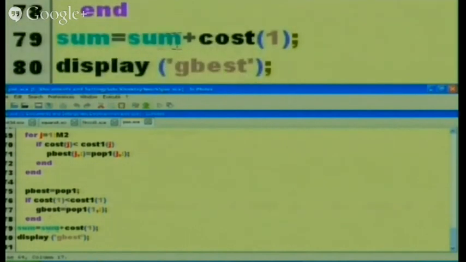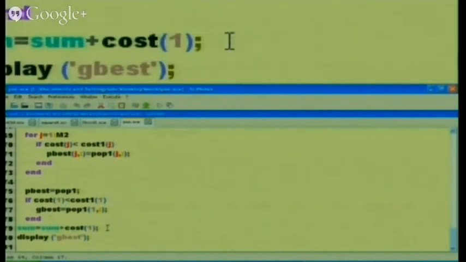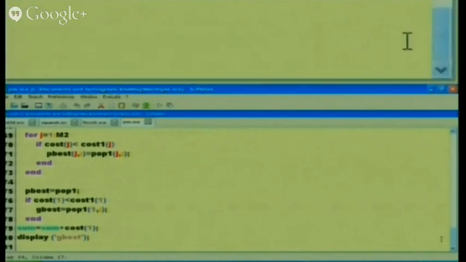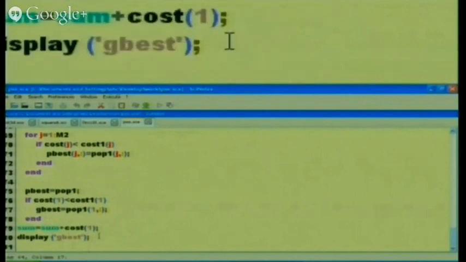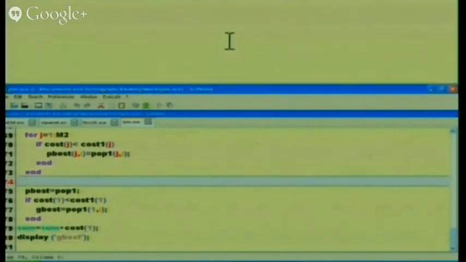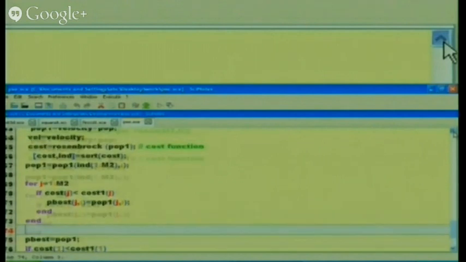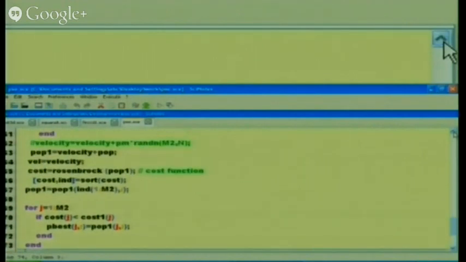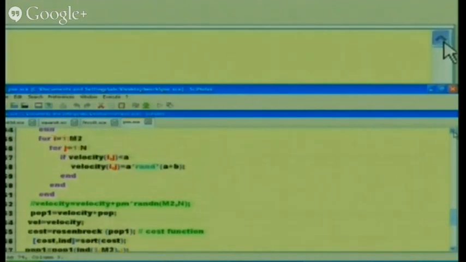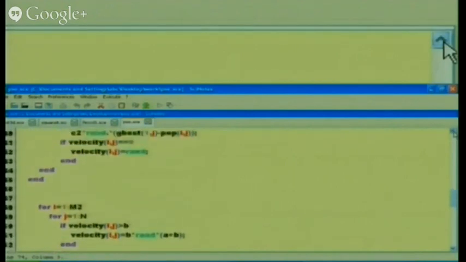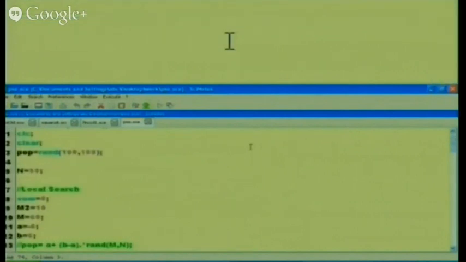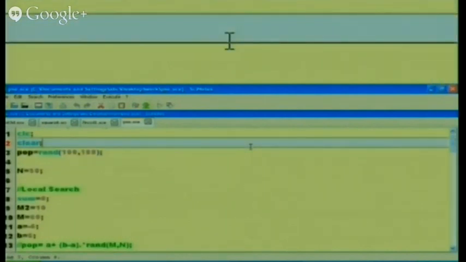What you want to display, error or cost, all depends upon what you want to display. So this iteration goes on, and I have put n equal to 50. So the stopping criteria I have put is the number of iterations. You can also put it according to the error. So this is the code for the particle swarm optimization.